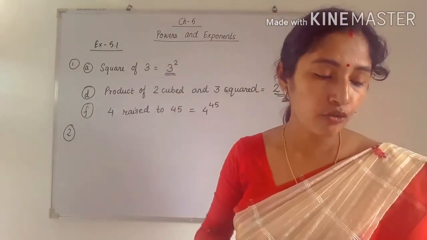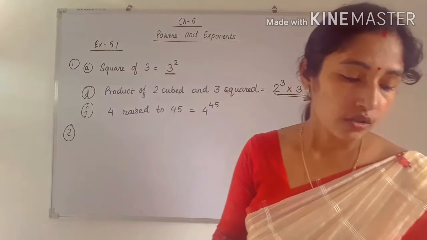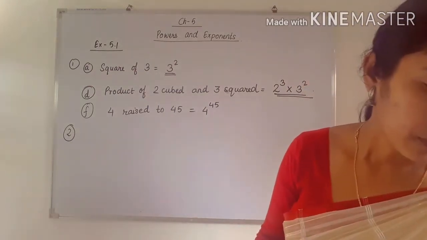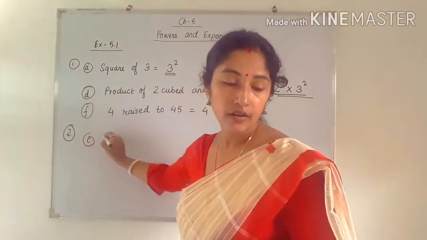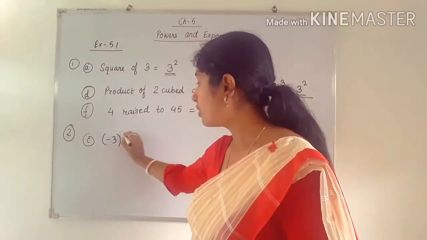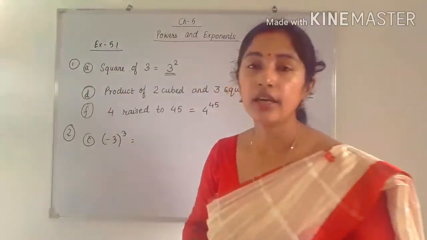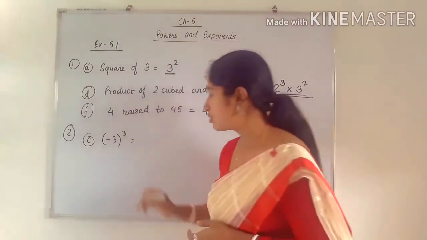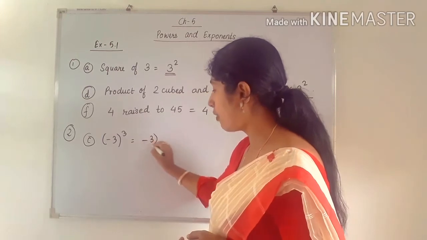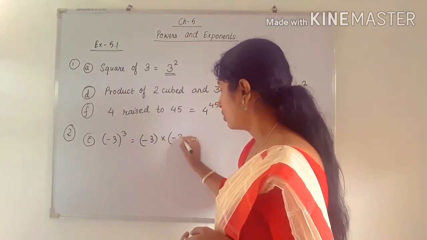Here you have to find the value of the following. So I am doing first of all number C. See here, minus 3 whole to the power cube is given. See here, the base is negative and the power is odd. So first of all we will multiply minus 3 how many times? 3 times.